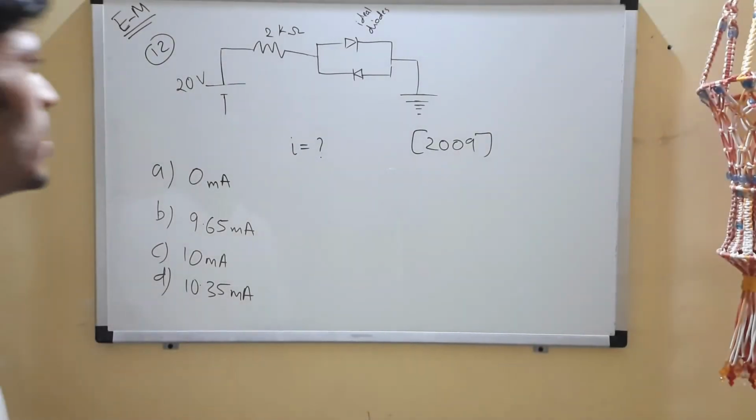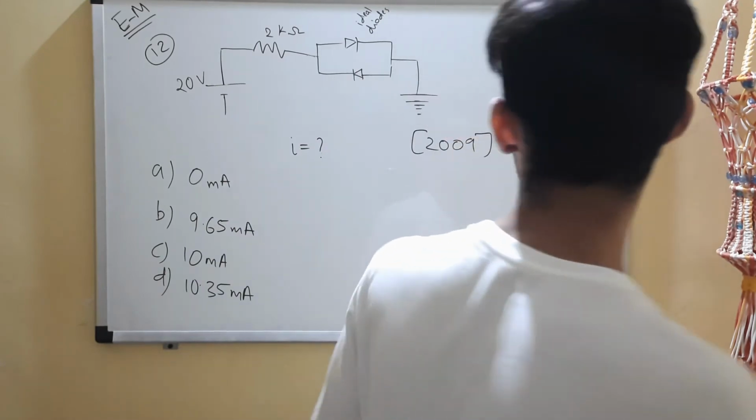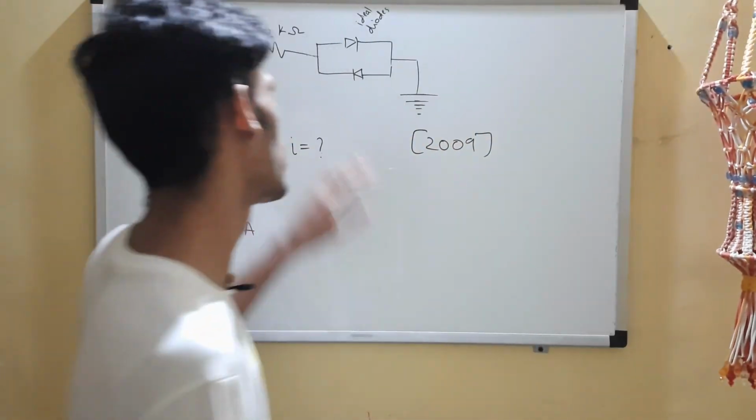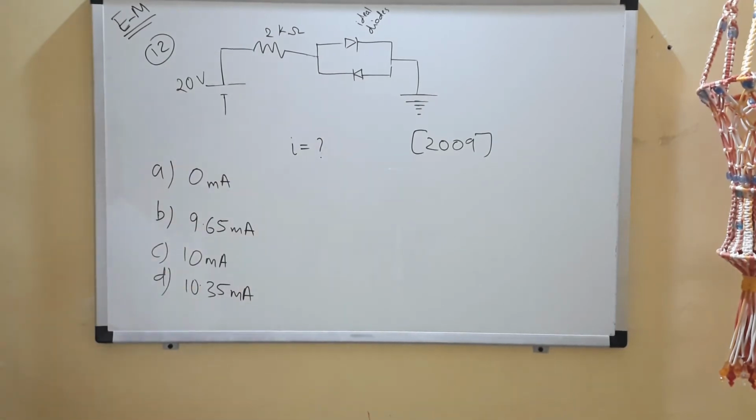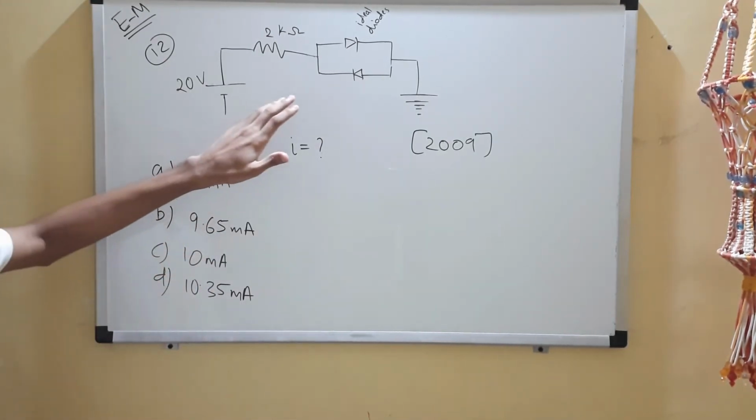So question 12 over here, also in this question you can see a circuit with a resistance and a couple of diodes over there. So you are supposed to find the current in this circuit. First of all, see whether the current will flow or not.